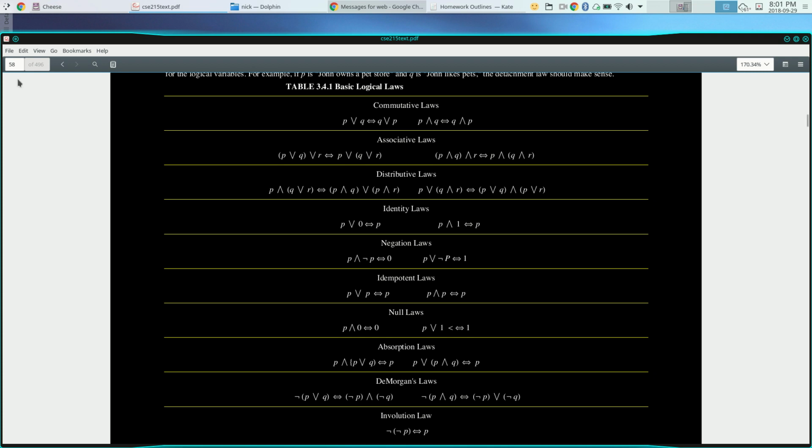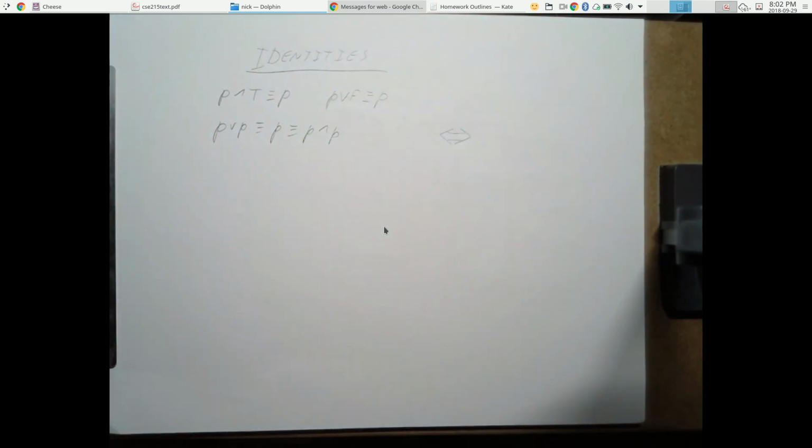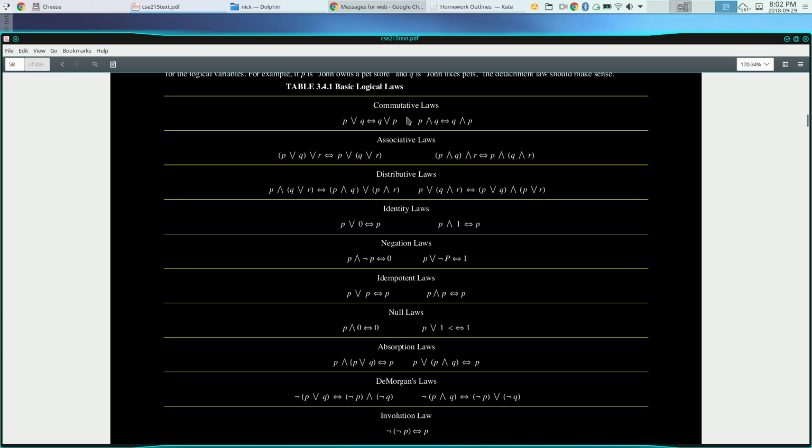For example, down here is the proposition that P ORed with, they use 0 for false, P ORed with false is equal to P, logically equivalent. So they're using a double arrow symbol to mean logically equivalent, and that's another way to write this equivalence. So we have all of these identities, and most of these are pretty familiar to us. Commutativity, P or Q is the same as Q or P. We can change the order. Associativity, we can change the parentheses when we're taking an or an and of 3 expressions.